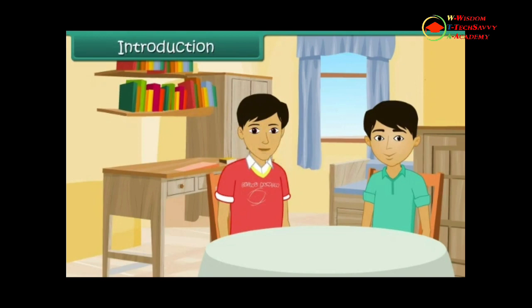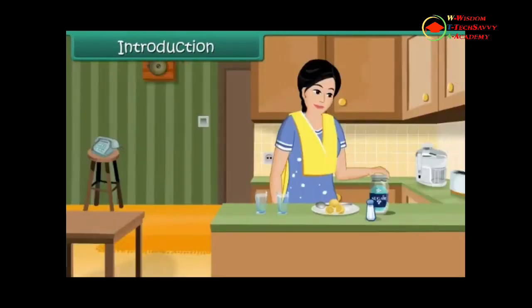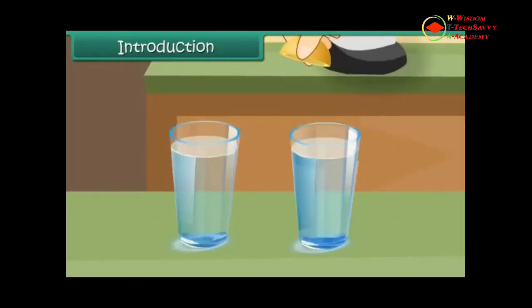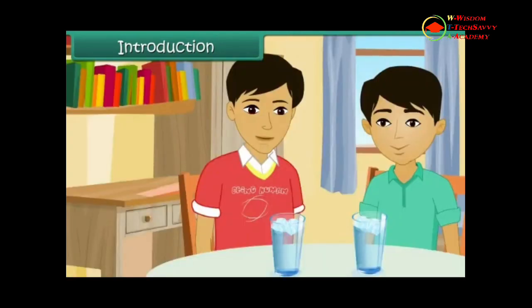Tarun is at his friend Kunal's place. Kunal's mother is preparing some lemonade for him. She squeezes some lemon juice in a glass of water, adds sugar and ice cubes, and serves it to him. He can see no traces of sugar and lemon juice in the water. He sees the ice cube floating on the top. He is amused to see that different substances have different characteristics.